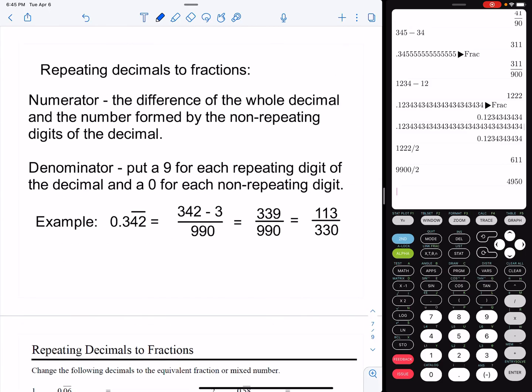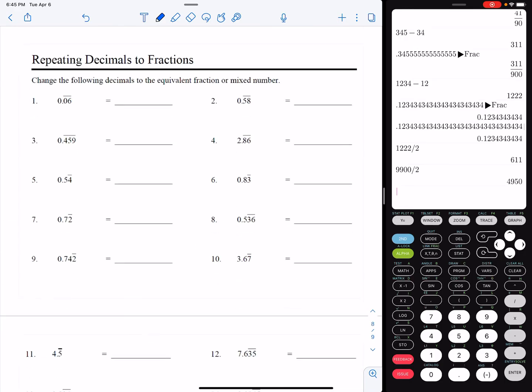So if you were to go back to this right here, could you still use, for any repeating decimal, this process? Yes. So in this first one, you're going to take the entire decimal. In this case, it is 6, because 0.06, you don't need the 0. For each digit that repeats, you put a 9. So I've got 2 that repeat, so that's 2 9s. You put a 0 for each non-repeating. Do I have any non-repeating? No. For my numerator, do I have anything to subtract? No. So you end up with 6 over 99.